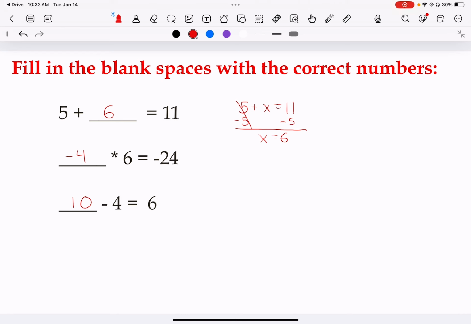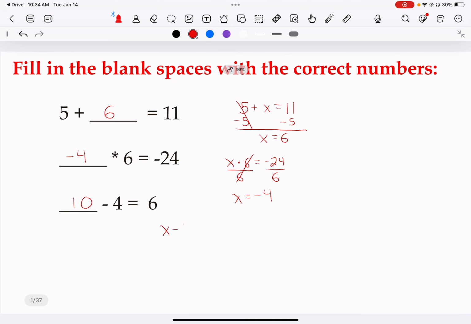For the second one, I have x times 6 equals negative 24. The inverse operation of multiplying by 6 is dividing by 6. And whatever I do to one side, I have to do to the other side. 6 divided by 6 is 1, so I'm just left with x equals negative 24 divided by 6, which is negative 4. And the last one, x minus 4 equals 6.